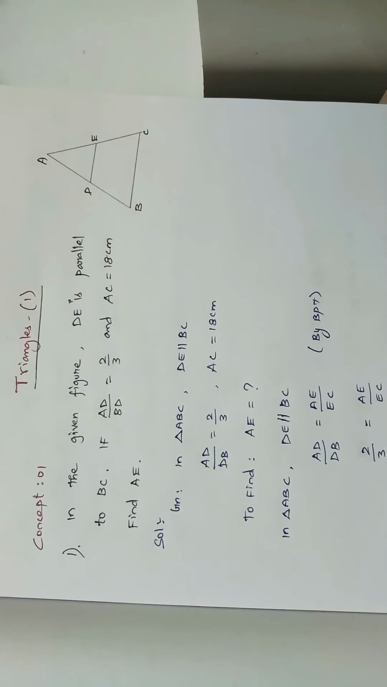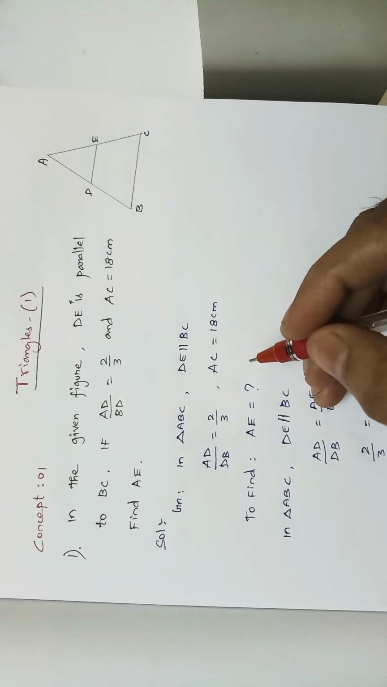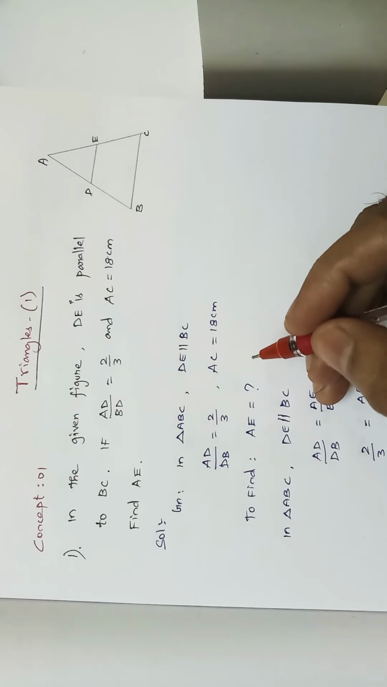Hi students, today we are going to see assumption concept 1. Already we have discussed in concept 1 something about BPT and the converse of BPT, right? So in this full concept we are going to use only two properties. What is the name of the two properties? That is nothing but the statement of basic proportionality theorem and the converse of basic proportionality theorem, right? BPT and the converse of BPT.